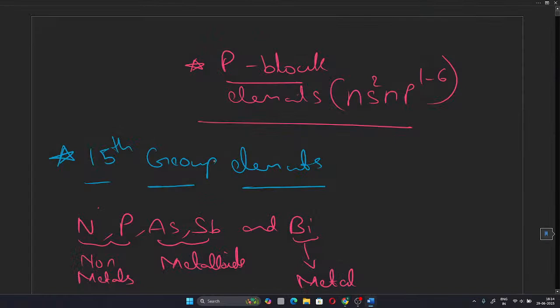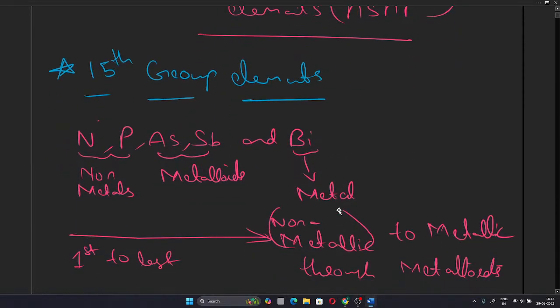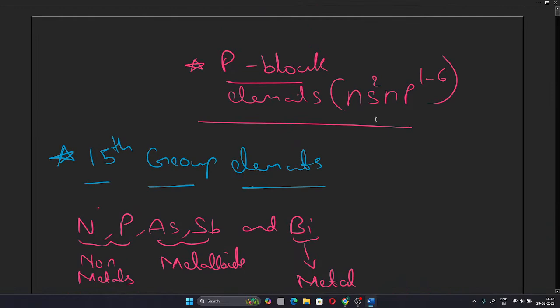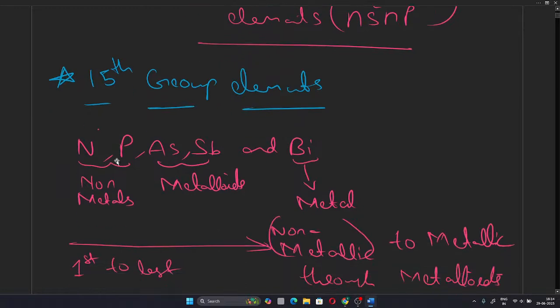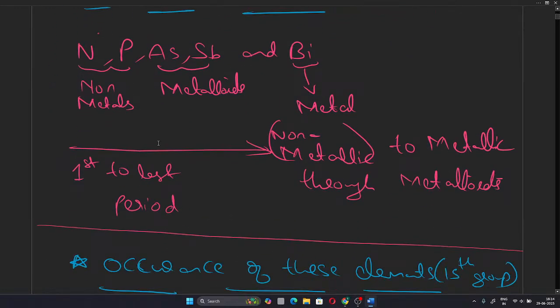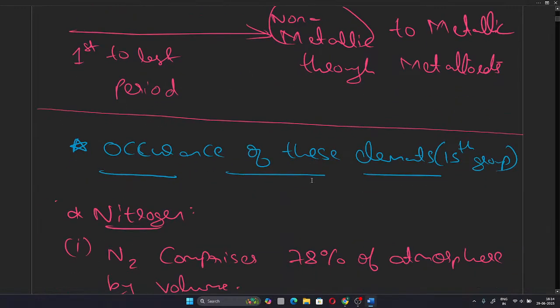P block elements. The general configuration of P block elements is ns2 np1 to 6 electrons, and the 15th group elements are nitrogen, phosphorus, arsenic, antimony, and bismuth, with nitrogen and phosphorus being nonmetals, arsenic and antimony being metalloids, and bismuth being a metal. As we go down the group, in the 15th group, metallic character increases.